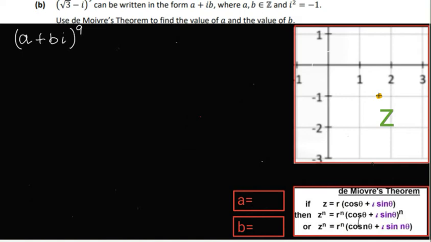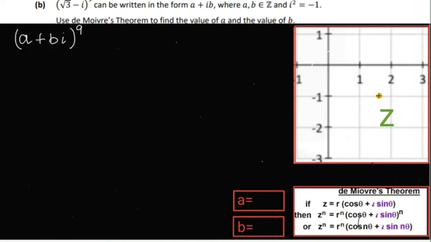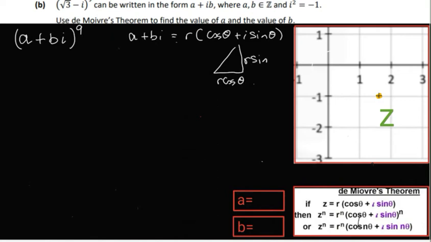So for this rule, we need the polar form. Okay, so that means we need to get r and we need to get theta. So let's get the polar form before we apply the power. So we need r. So remember, a plus bi is equal to r cos theta plus i sin theta. As we have, r cos theta is the adjacent and r sin theta in the other direction is the opposite.